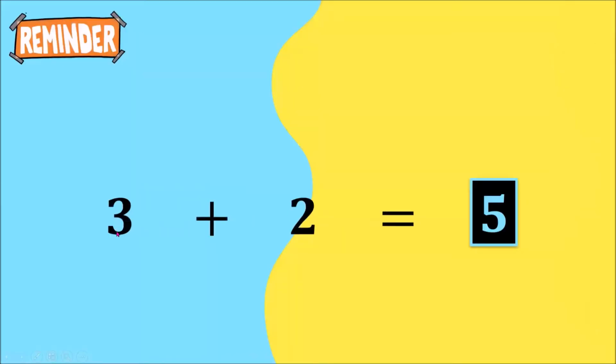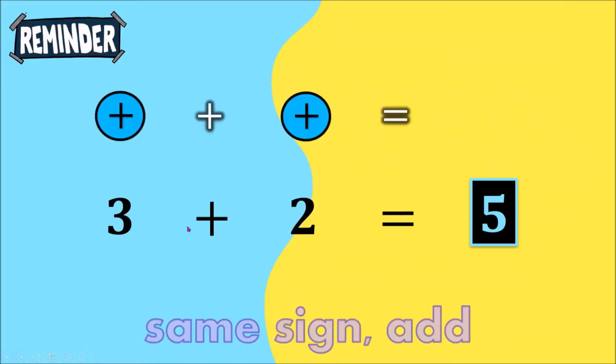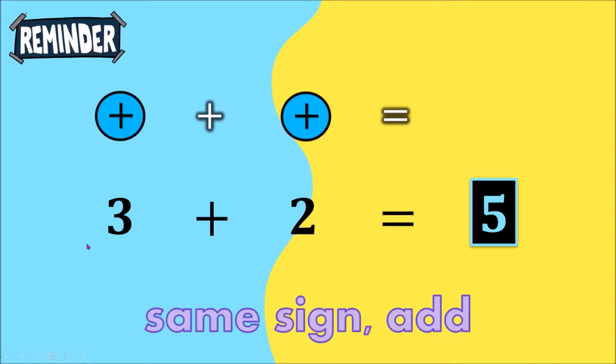5. So reminder, if you have an integer with the same sign, just add the two integers and just copy the same sign. So in this case, we have here positive 3 added to a positive 2. So your answer should be positive also, and then 3 plus 2 is 5.